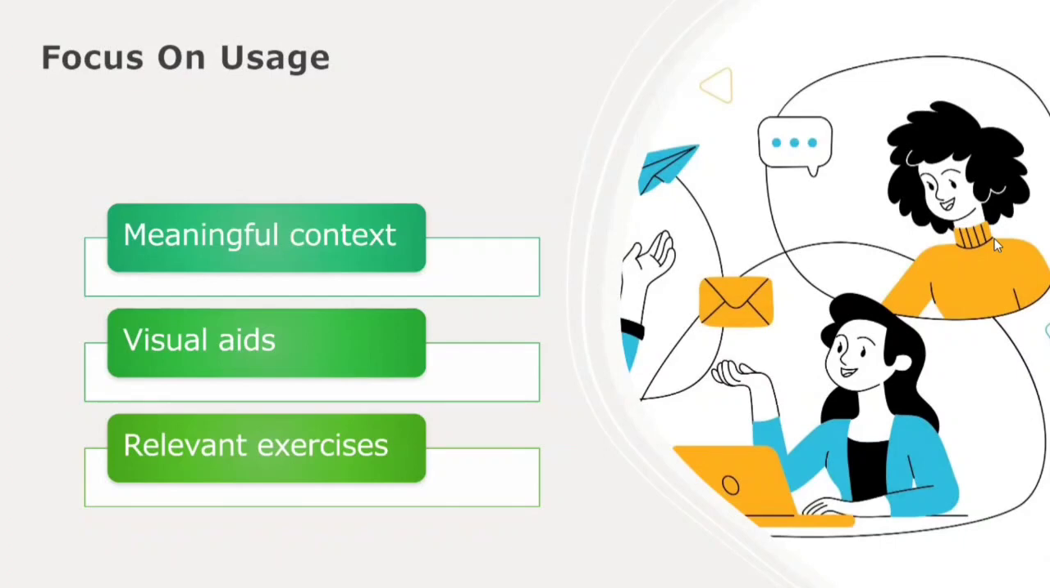Relevant exercises. Now that the students have seen the usage in a meaningful context and video, it's time to practice. But what kind of practice? It has to be relevant. For practicing, we have 3 levels. First, you have to model the practice, then prepare a guided practice, and at last, an independent practice.